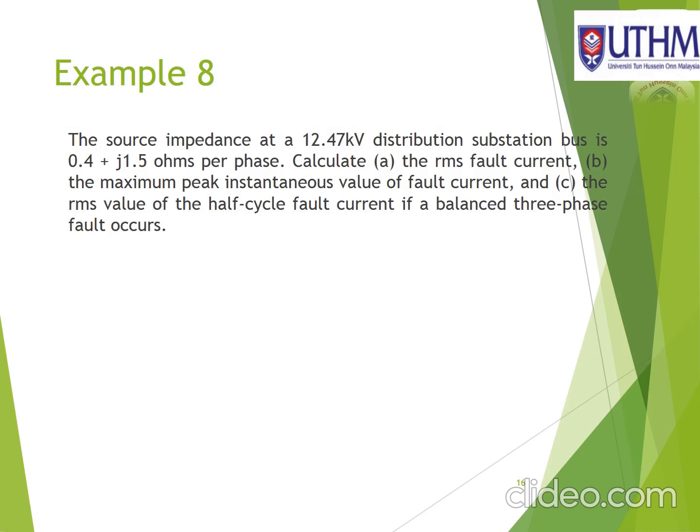Next we go to example 8. The source impedance at a 12.47 kV distribution substation bus is 0.4 plus j1.5 ohms per phase. Calculate A, the RMS fault current; B, the maximum peak instantaneous value of fault current; and C, the RMS value of half cycle fault current if a balanced 3-phase fault occurs.